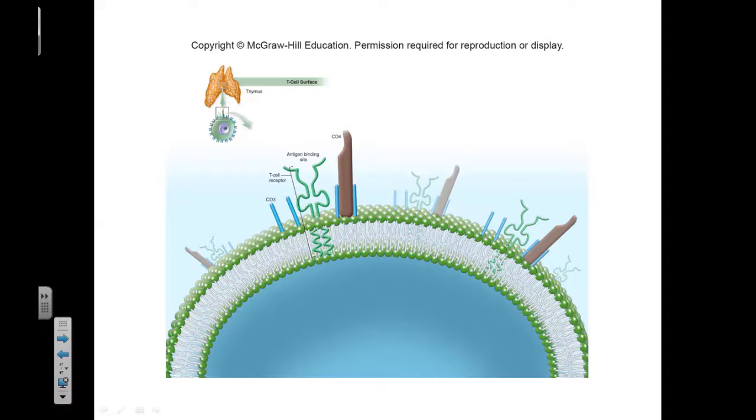So here's a stereotypical T cell, and our stereotypical T cell is going to have on its surface the CD3 receptor, and that CD3 receptor is going to be associated with our antigen binding site, and then we have the CD4 receptor, which also aids in activation of our T cell.